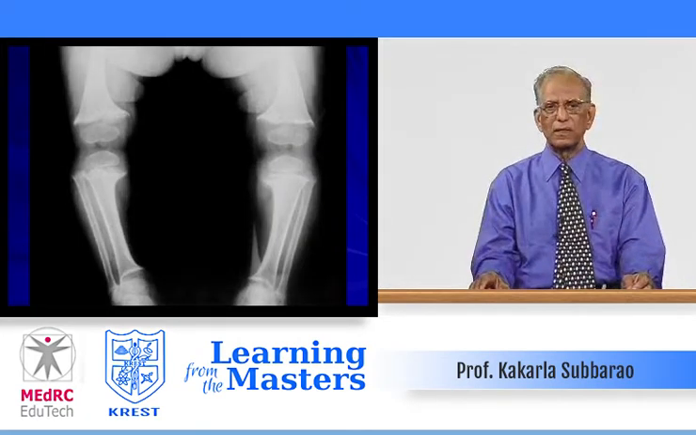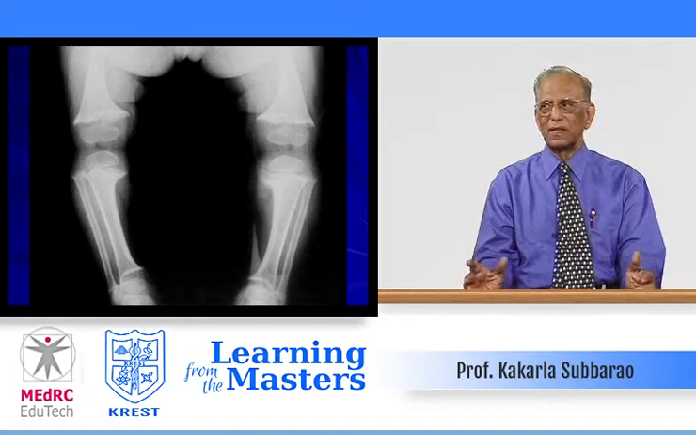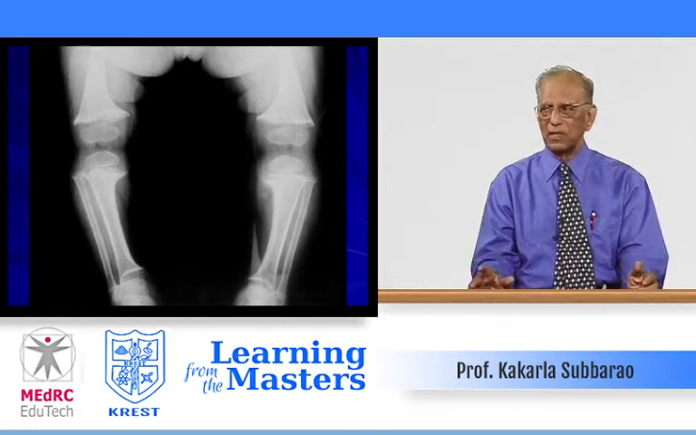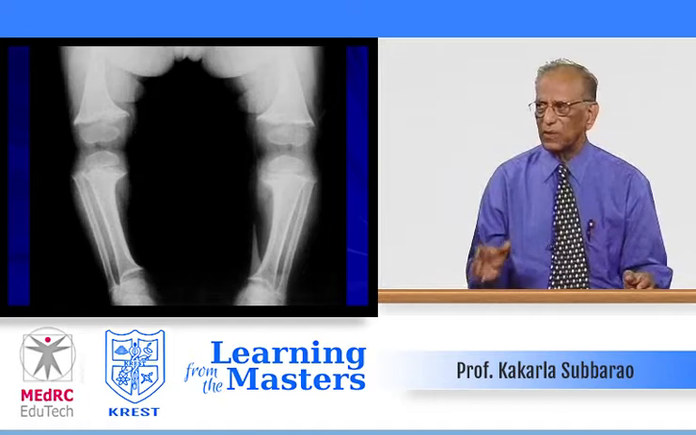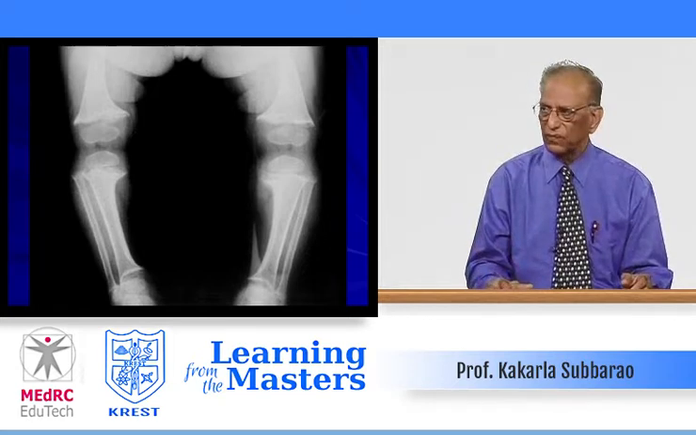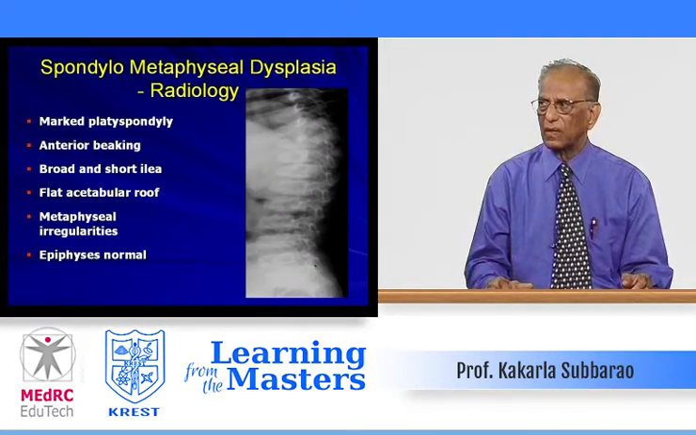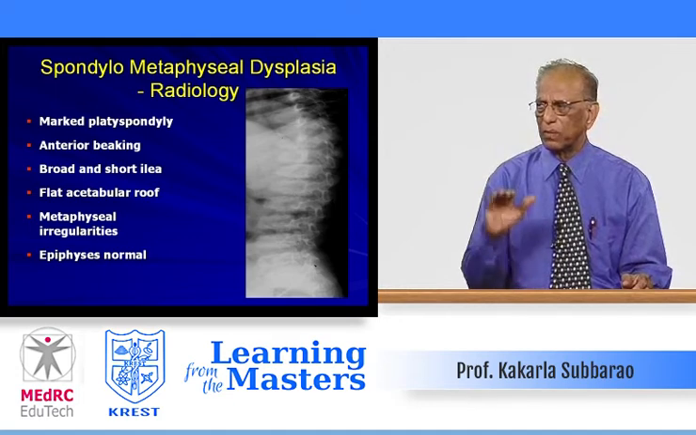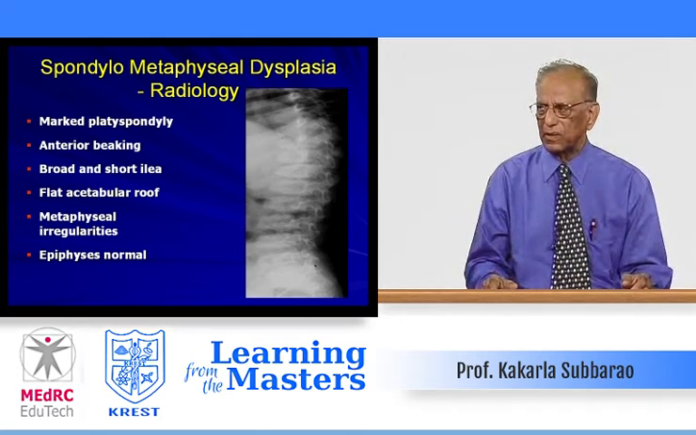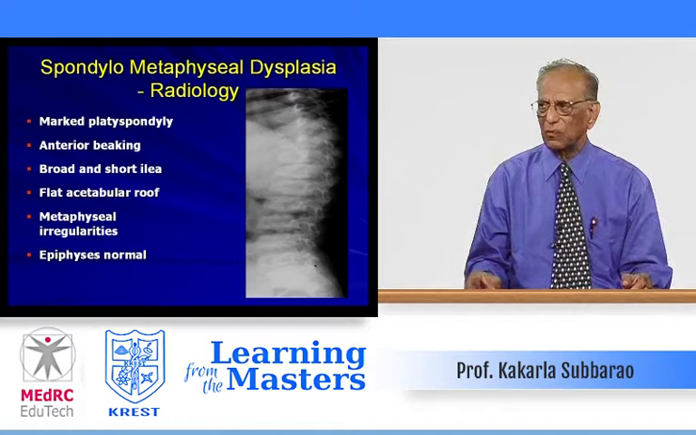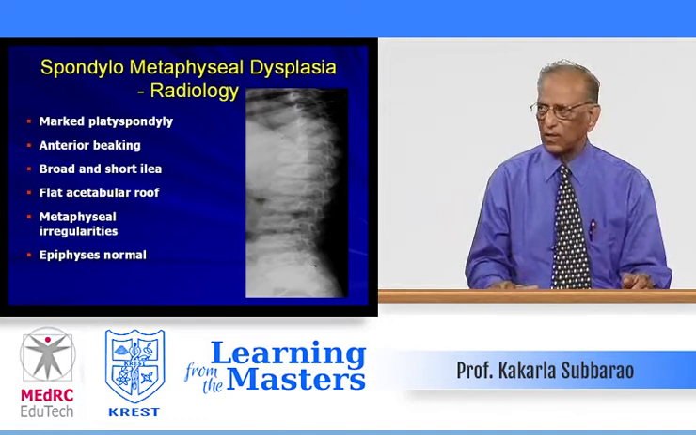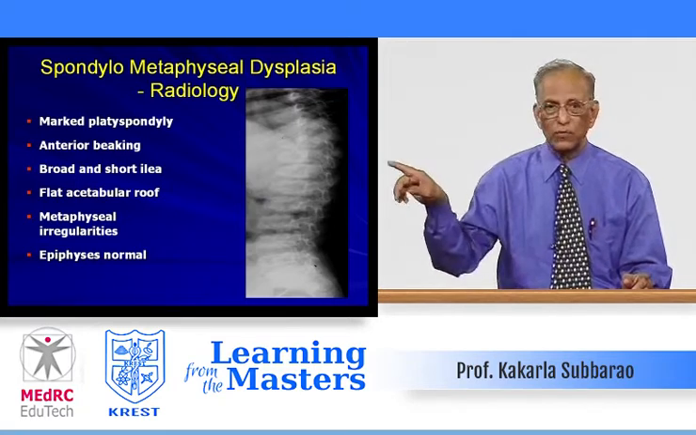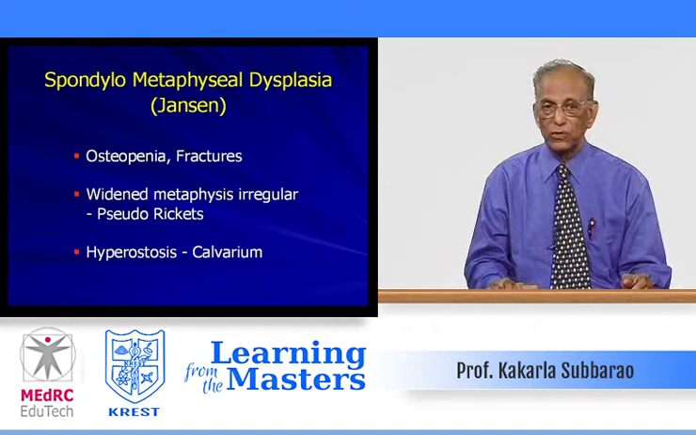It looks like rickets, like healing rickets, but this is metaphyseal dysplasia, with no rachitic changes. Radiologically, there is marked platyspondyly, rectangular type of vertebrae, anterior beaking, broad and short ilia, flat acetabular roof, and metaphyseal irregularities, whereas the epiphyses are normal. Of course, the apophyses are irregular, simulating Scheuermann's.